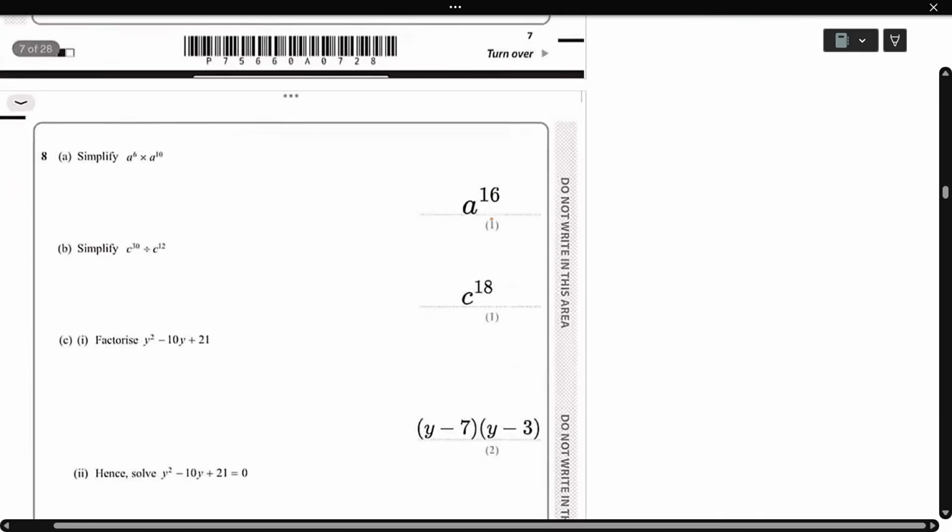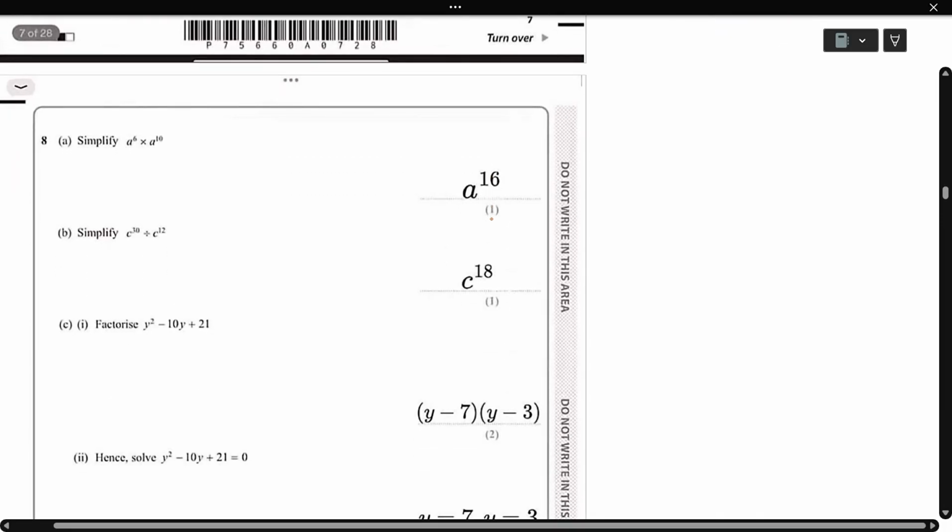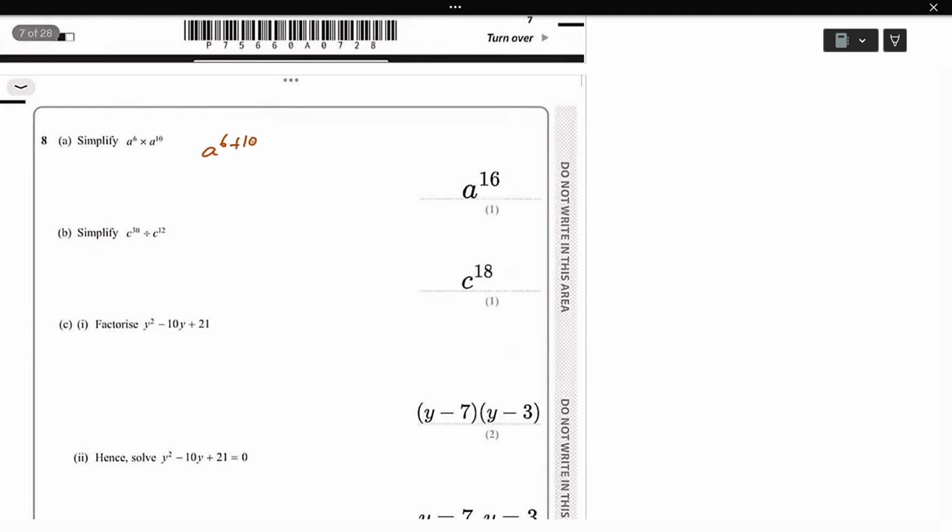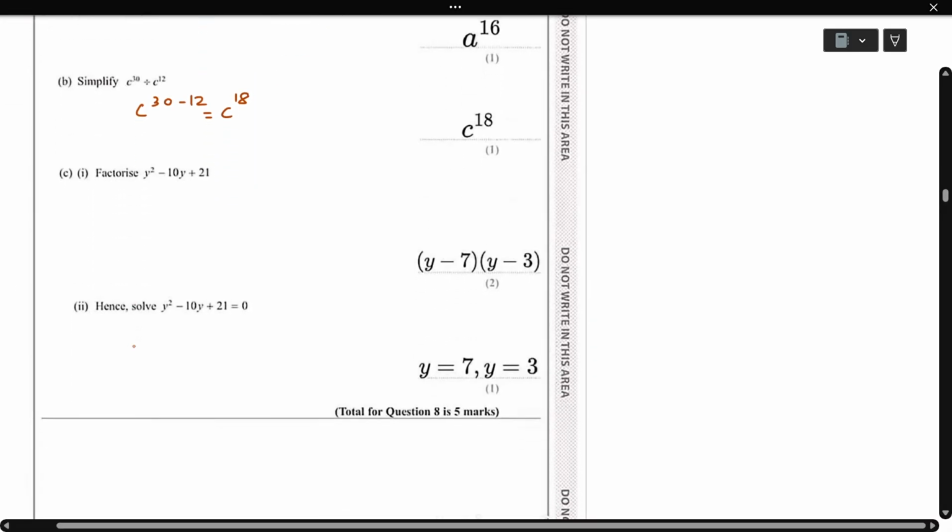The next one is a simplification question. a power 6 times a power 10 is a power 6 plus 10, which is equal to a power 16. Next, c power 30 divided by c power 12 is c power 30 minus 12, which is equal to c power 18. Next question, y square minus 10y plus 21, just factorize.